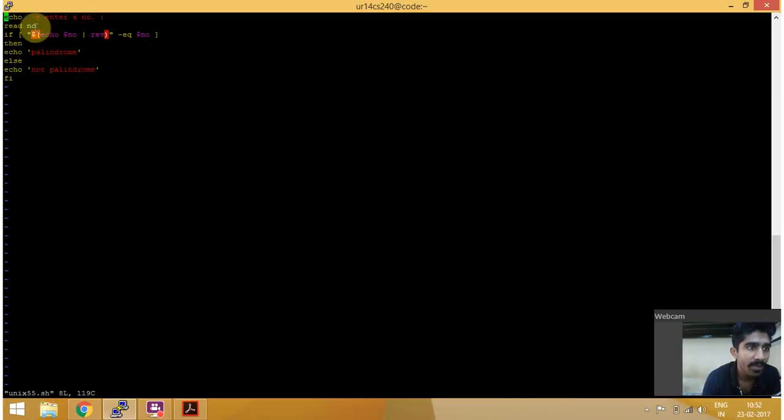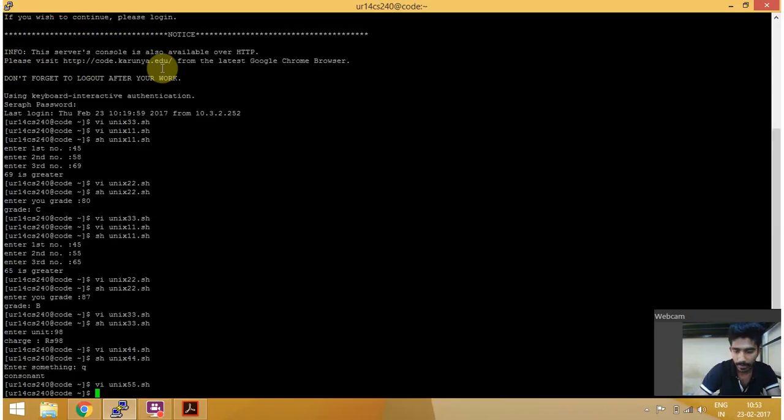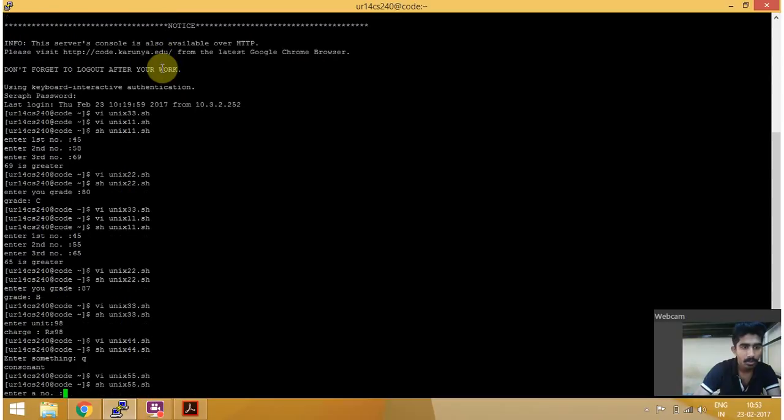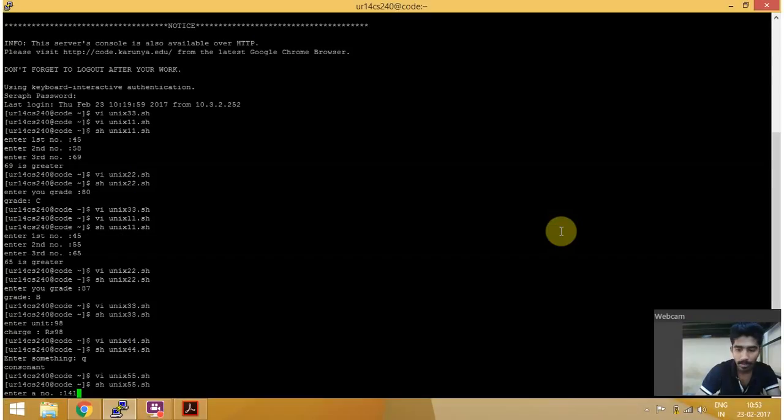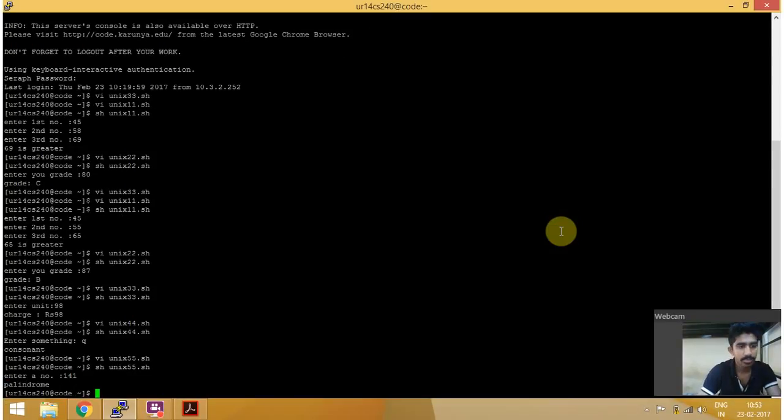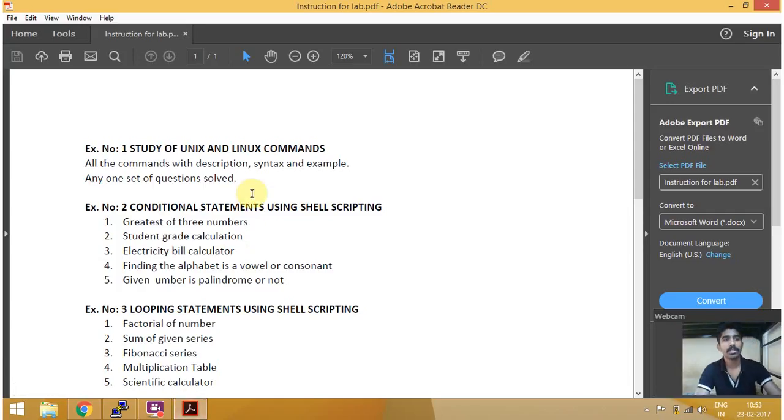For example, if I give a value in NO, and that value when reversed should be equal to the number which I am giving. I will show the output. For example, if it is 141, it's a palindrome. So these are my five questions in my Unix and Linux lab. Thank you.